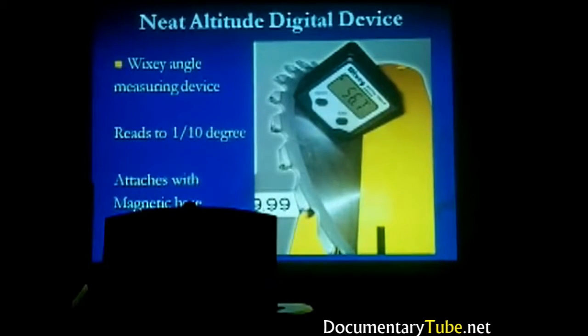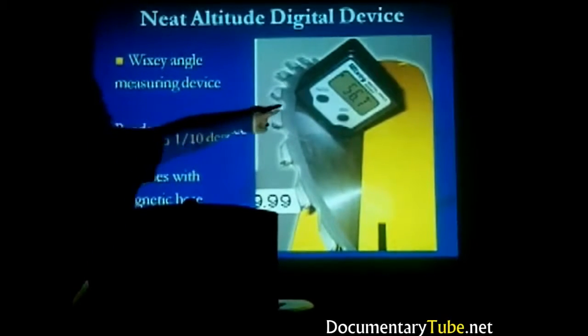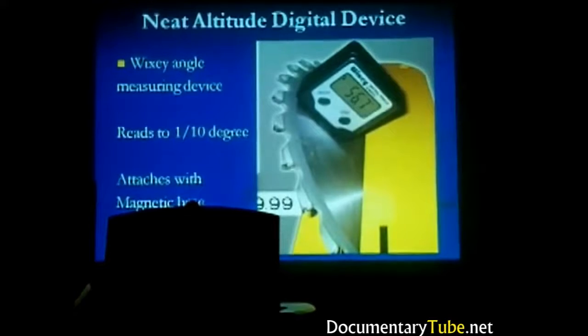Yes, sir? I'm sorry, what was the name again of this thing? It's called an inclinometer or a digital angle gauge. Inclinometer. See that one on the screen there, that Wixie? You can look that up on Amazon and buy it. Yeah. You can buy that right off Amazon. Okay. That's the best way to do it.